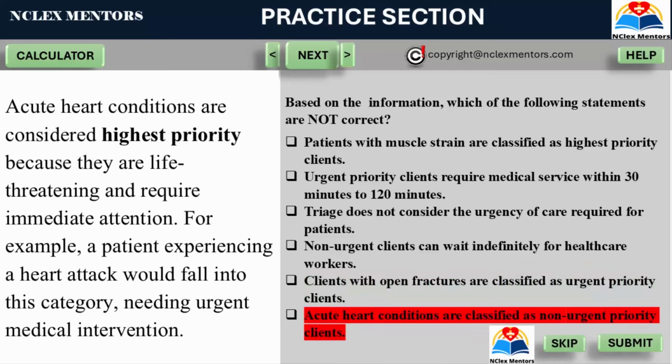Option F, acute heart conditions are classified as non-urgent priority clients. This is incorrect. Acute heart conditions are considered highest priority because they are life-threatening and require immediate attention. For example, a patient experiencing a heart attack would fall into this category, needing urgent medical intervention.